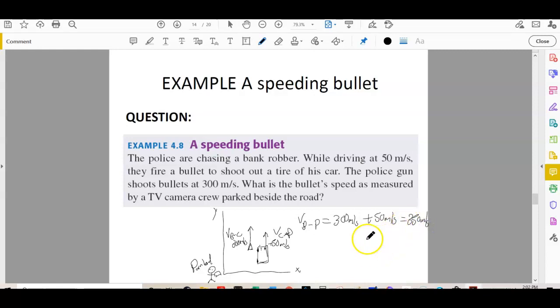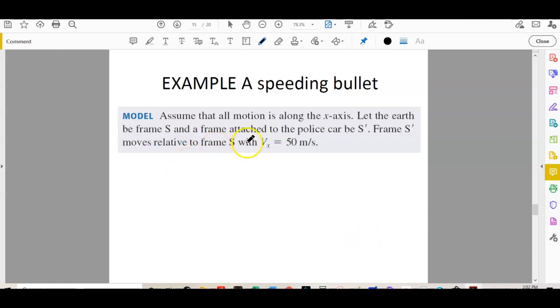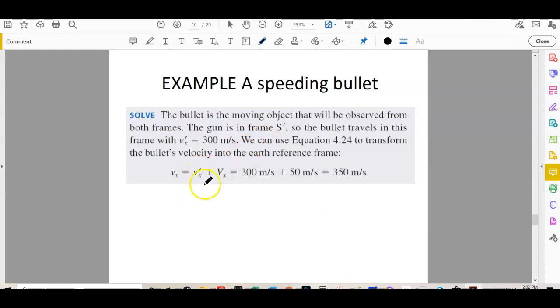Okay, and so you have to consider that the frame of reference is moving. So the bullet has a speed relative to a moving frame of reference. The still frame of reference is just this. It doesn't have a prime, so that ends up being 350 meters per second. Okay.